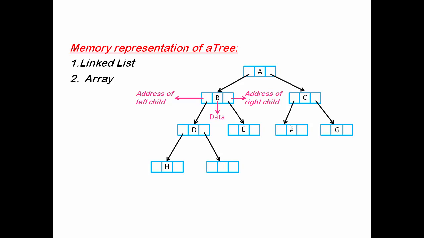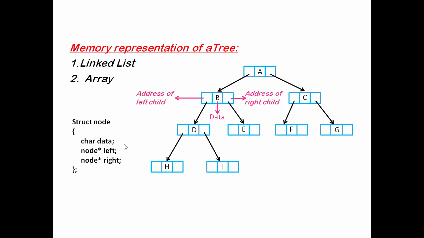In C or C++, we can define a node as structure. We have 3 fields. One is data field, which is of type character. Here we declare the data field as character, but you can declare it as any type. Then we have 2 pointers to node, one to store the address of left child and another to store the address of right child. Linked list is the most common and easiest way to represent tree in memory.